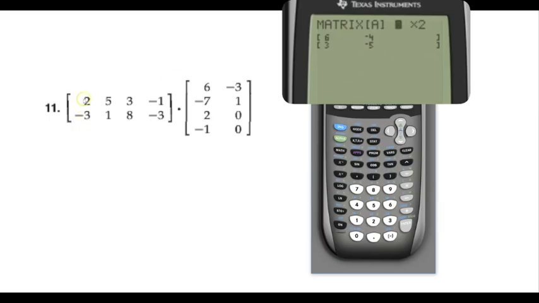This first one has 2 rows and 4 columns, 2 by 4. We're just going to type it in. Negative 3. So that's in. And I'm going to go to my other matrix, go back and edit the other one. This is a 4 by 2.